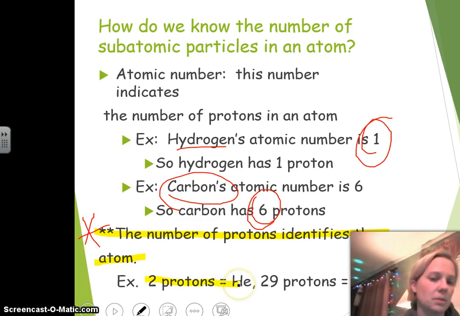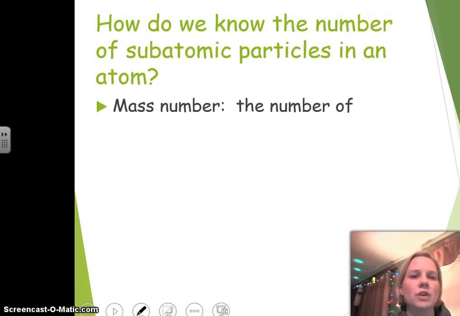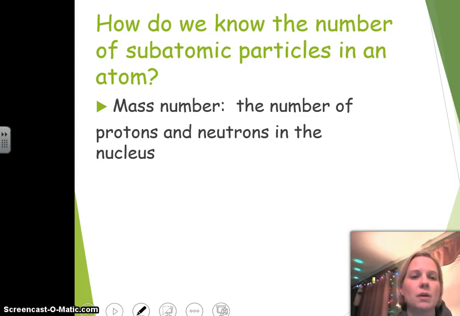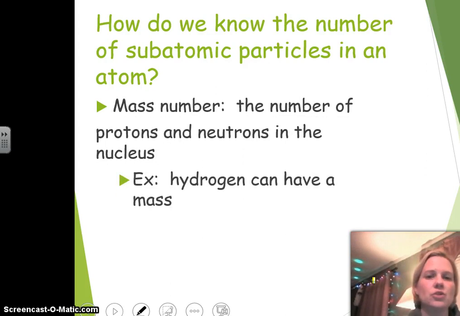Two protons means I'm helium. If I have 29 protons, it's copper. They're specific to that element. All right, so how do we know the number of subatomic particles? Mass number is the number of protons and neutrons in the nucleus.